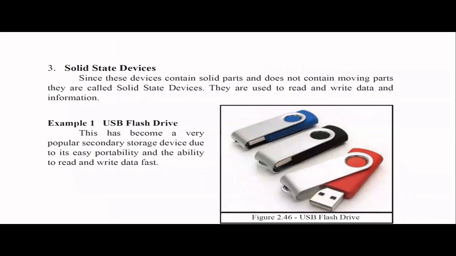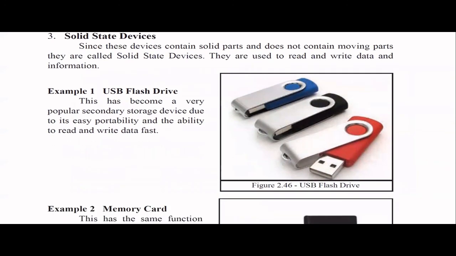Okay, this is the third type, solid state devices. In this one, the main difference is that we don't have moving parts. Heads and all these things are not here. So we have only solid parts. That's why we call them solid state devices. We have solid components, no moving heads or parts. Here you can read and write data, and this is the most commonly used.